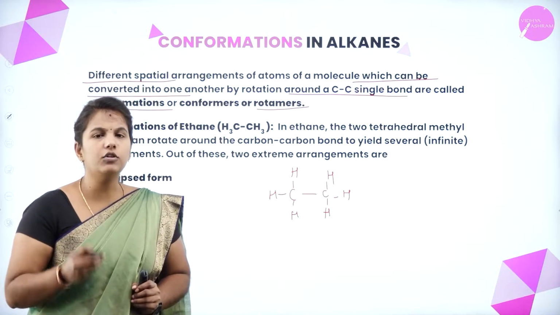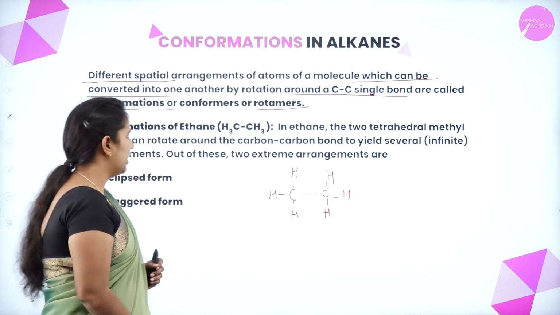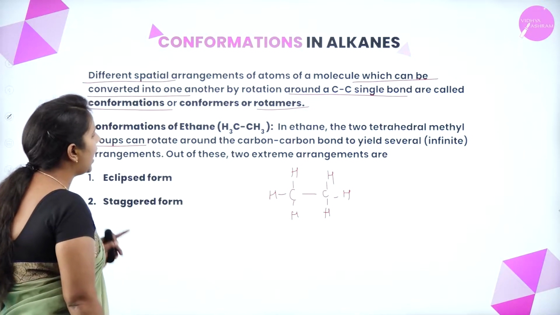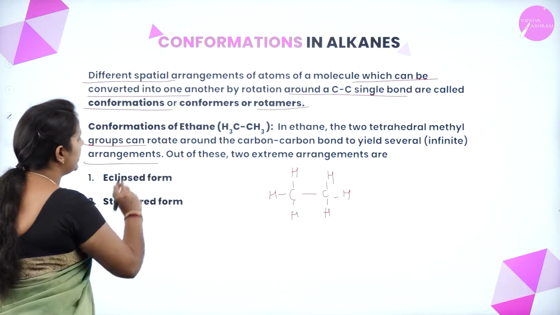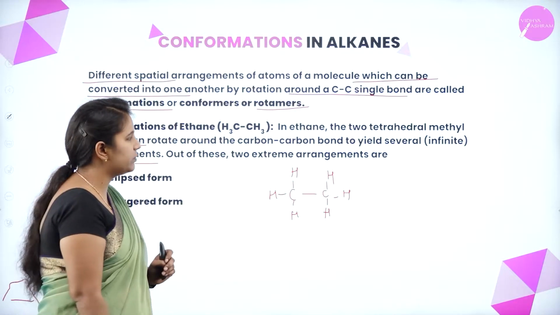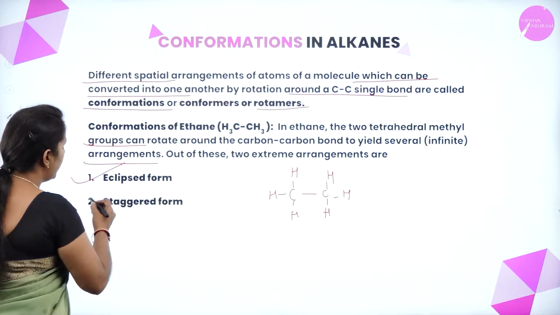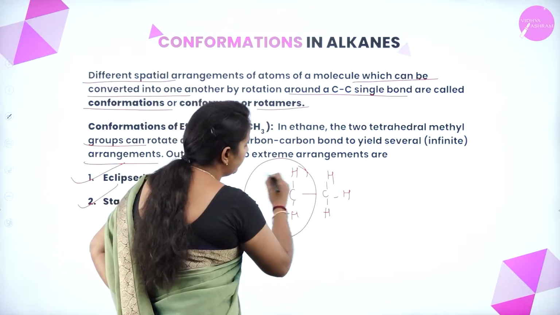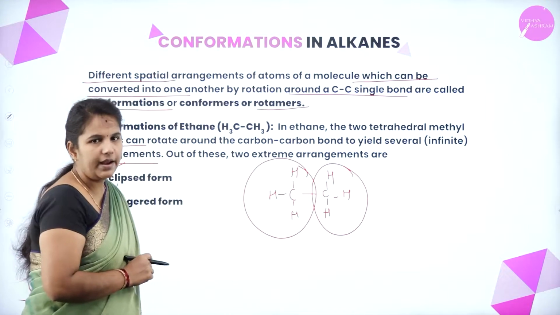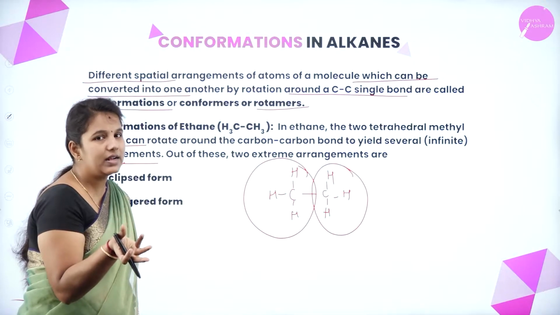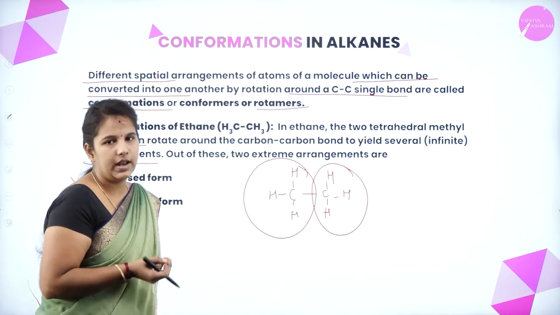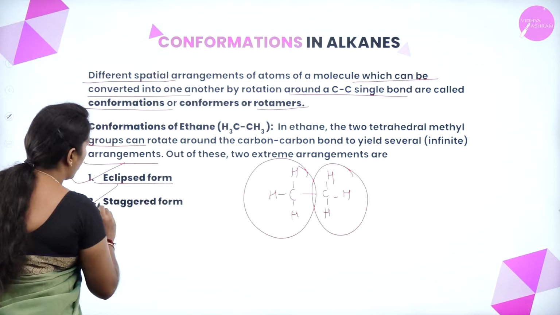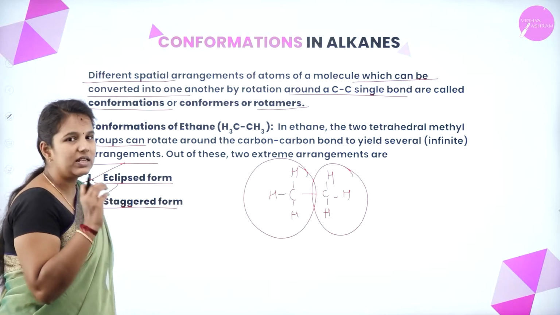In case of ethane, how do we show the conformations? Let's see now. In ethane, there are two tetrahedral methyl groups that can be rotated around the carbon-carbon single bond to yield several arrangements. Out of these, there are two extreme arrangements, the eclipsed form and the staggered form. In this ethane molecule, there is one CH3 group and another CH3 group. Each carbon atom is tetrahedral in nature because it consists of 4 bonds. And there are two main arrangements, the eclipsed form and the staggered form. What is the eclipsed form? Let's see now.